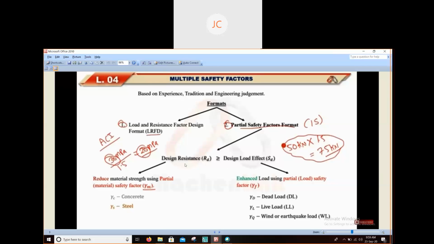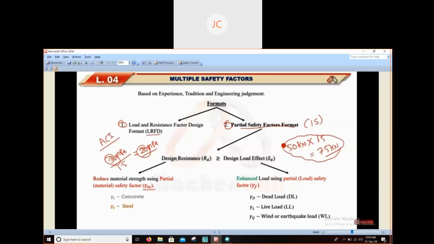Design resistance means whenever you put some load on any structure, it will give some internal resistance. All of you know that. So our internal resistance must be more than the applied load. As long as this condition is satisfied, we can say that our structure is safe, that is, as long as the internal resistance of the structure is greater than or equal to the applied load. If the resistance becomes less than the applied load, then your structure will fail.